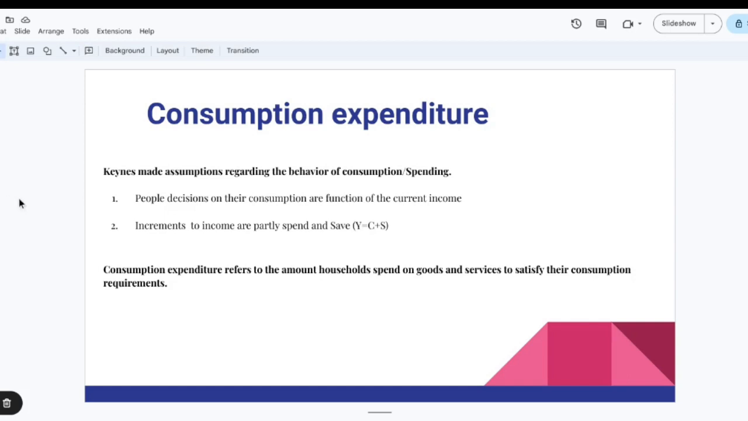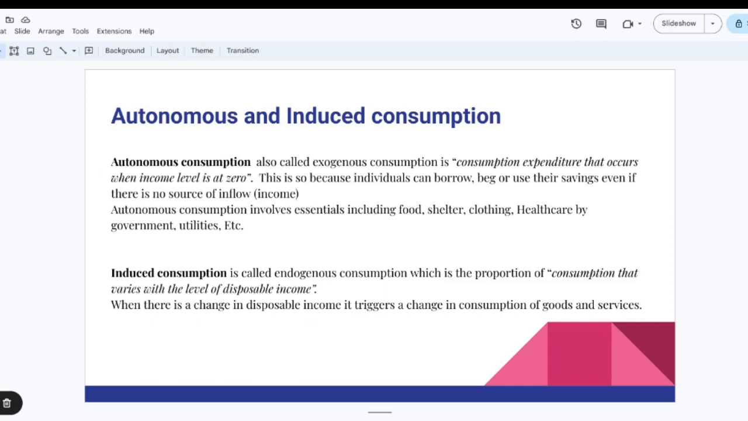Now, there are two types of consumer expenditure, which are autonomous and induced consumption. Autonomous means automatic, because it has auto right there. So you want to spend regardless of whether income level has changed or not. So this is consumption where income level is at zero. Normally, this is because even if you don't have a source of income, meaning you're not earning money, you can still borrow money, you can still beg for money, you can still use your savings regardless of income inflows.